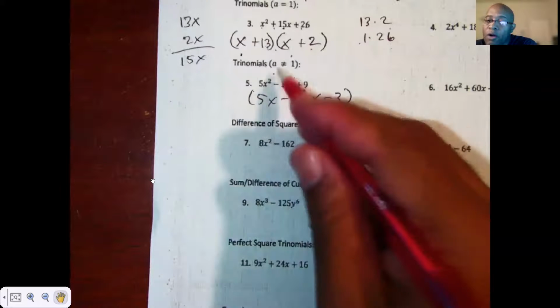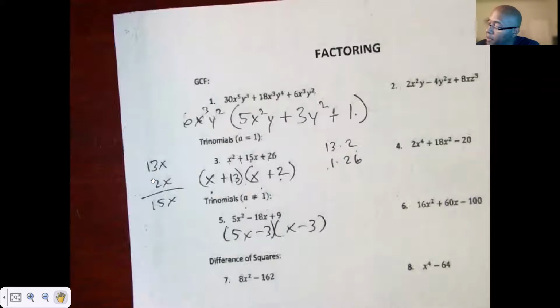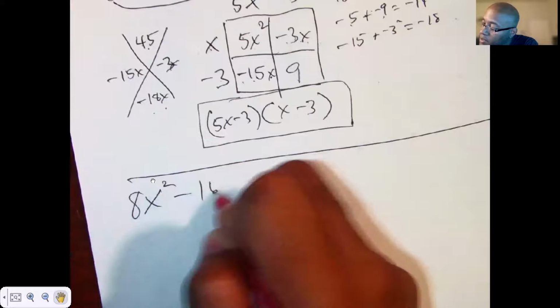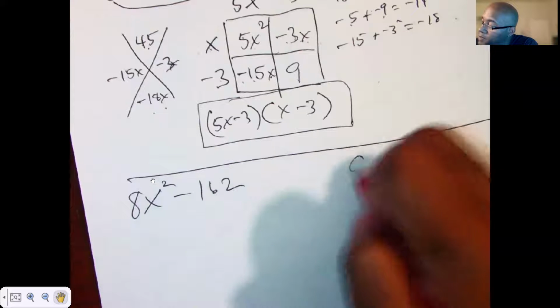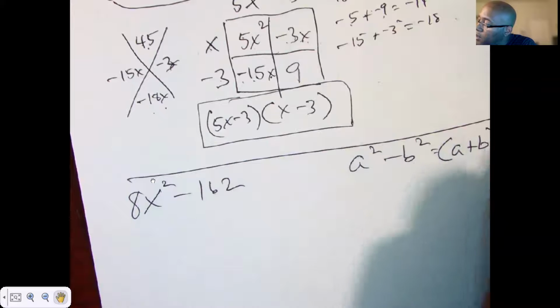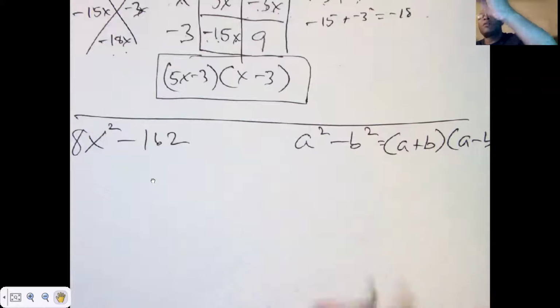Now, that's a trinomial case. Here, this is a difference of squares. So let's go to the back. 8x squared minus 162. Difference of squares: a squared minus b squared equals a plus b times a minus b. That's the form you're thinking about.